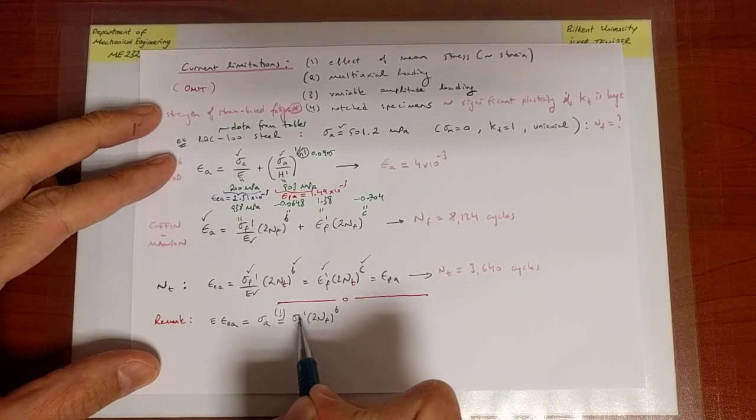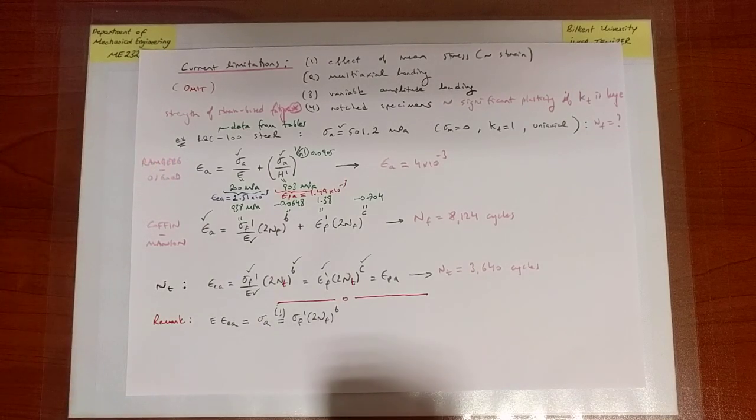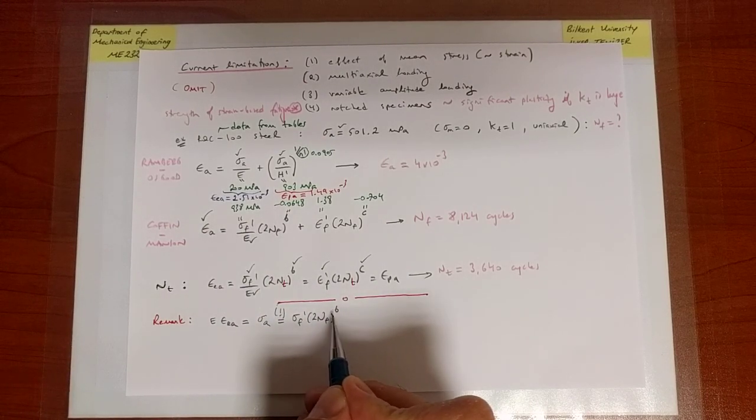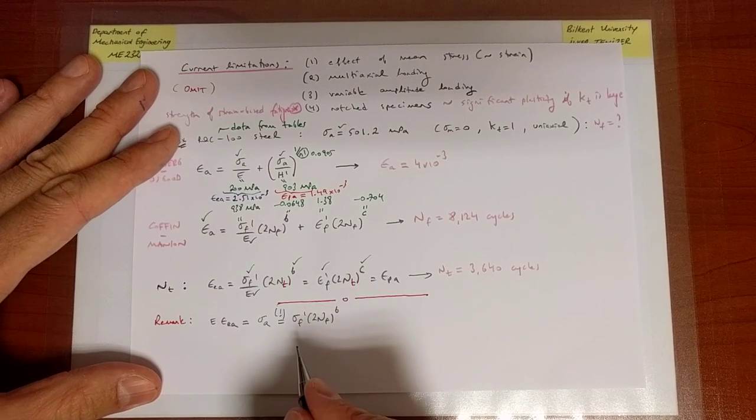And we call those constants sigma f prime and b, which may or may not be equal to those that appear in the high cycle regime for the Basquin equation. It turns out in this case, by the way, that these constants are exactly the same constants that you would find in the tables for high cycle fatigue for the Basquin equation. Okay, so that's a side remark.